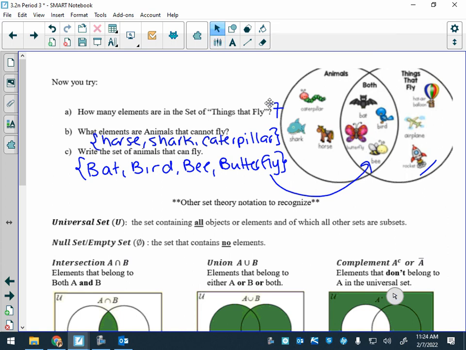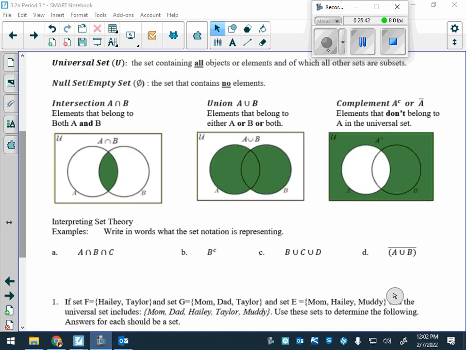Have a great lunch. Is the universal set are containing all the objects or elements in a set.